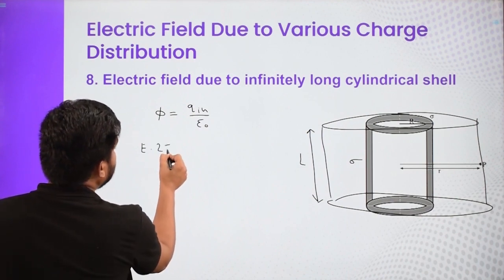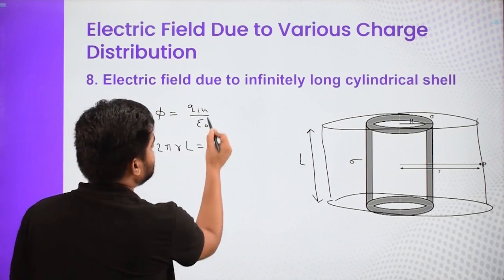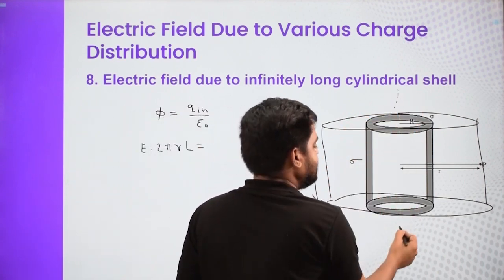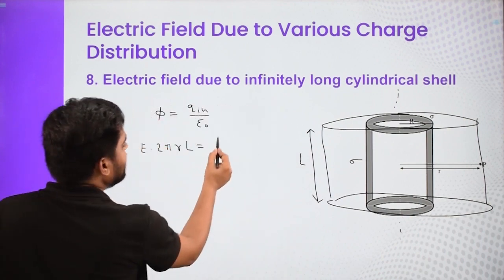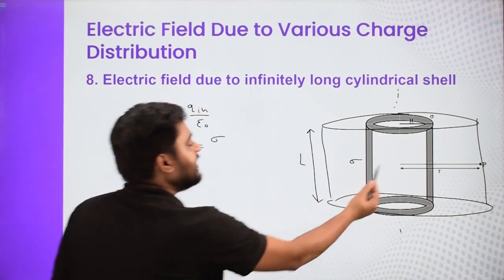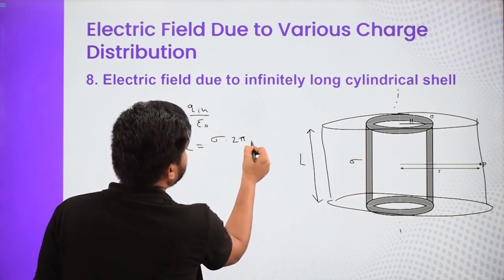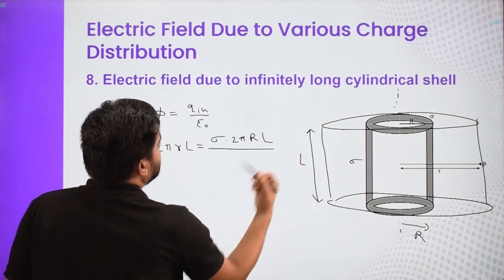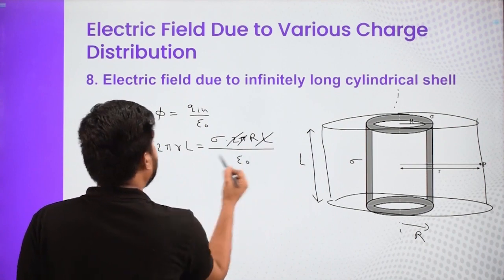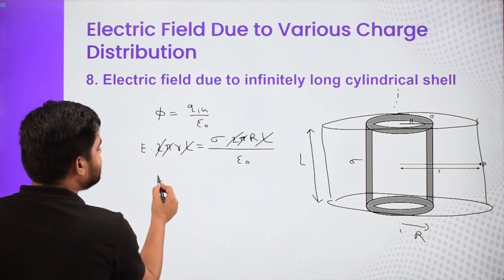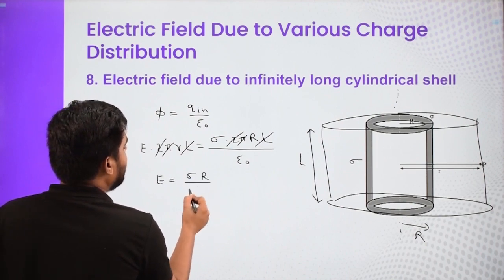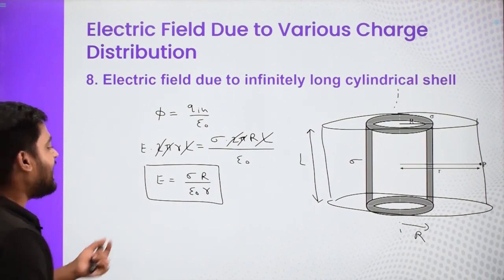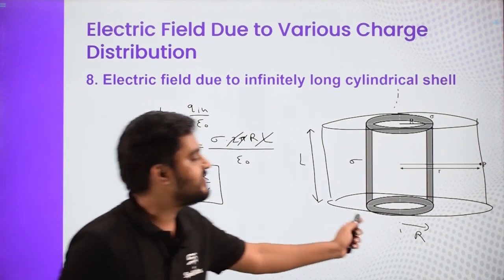So that is 2 pi r L, which is equal to the charge lying inside. Whatever charge is on this cylindrical shell is the charge which is inside, and that charge is nothing but the surface charge density sigma into the area, which is 2 pi capital R, where capital R is the radius of the cylindrical shell, into L, divided by epsilon naught. Here 2 pi and L cancel out, and hence E is equal to sigma R by epsilon naught small r. So this is our formula for the electric field at a point lying outside the cylindrical shell.